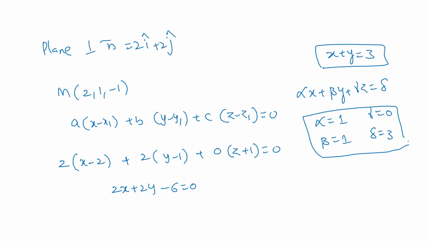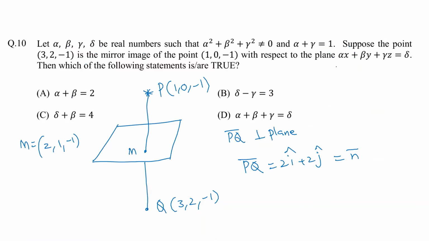So now let's see which of the options are correct. Okay, so ultimately what we got: alpha equal to beta equal to 1, and we got gamma equal to 0 and delta equal to 3. So alpha plus beta equal to 2. So obviously that's a correct answer. Delta minus gamma equal to 3. So option B is also right. And delta plus beta equal to 4. Yes, this is also right answer. Alpha plus beta plus gamma equal to delta. So this one is not a right answer. So for this question, we are going to get answer as ABC.